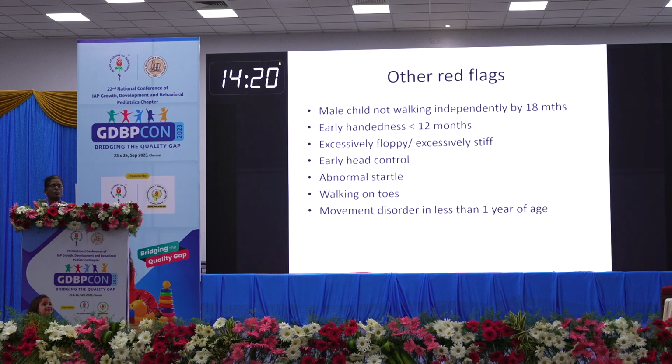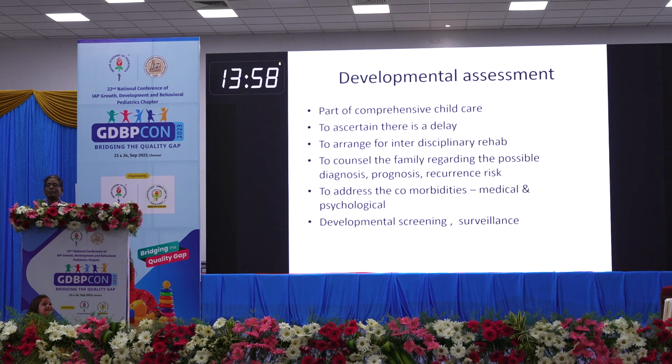And the next most important thing is movement disorder in less than 1 year of age. Normally a dystonic CP or a choreoathetoid CP, for that matter the extrapyramidal CP, they develop the movement disorder only in the second year of life. During the first year, they will behave as a hypotonic CP. So whenever a child is having any type of movement disorder less than 1 year of age, we have to rule out an underlying IEM. So these are the other red flags we have to consider in a child with a developmental delay.